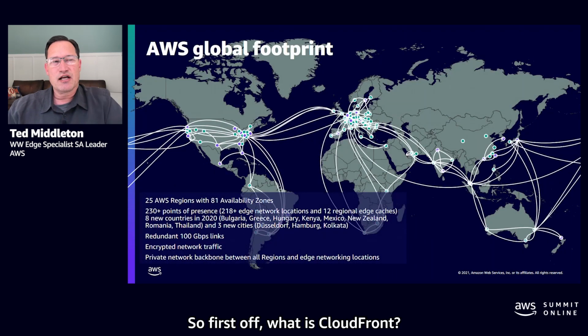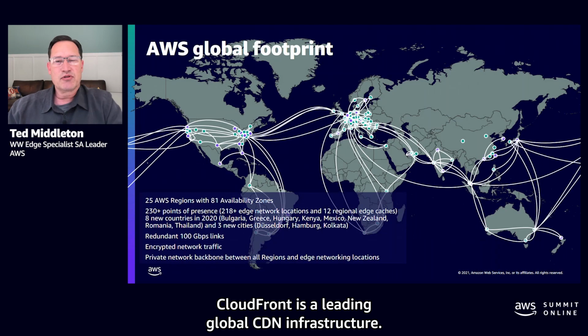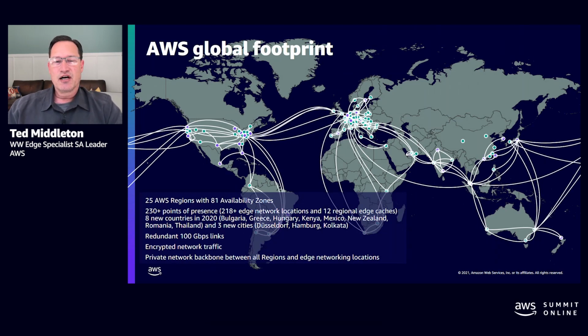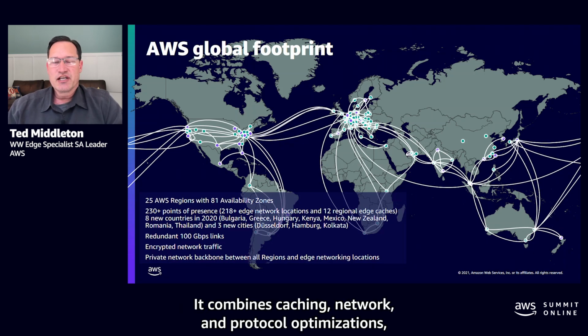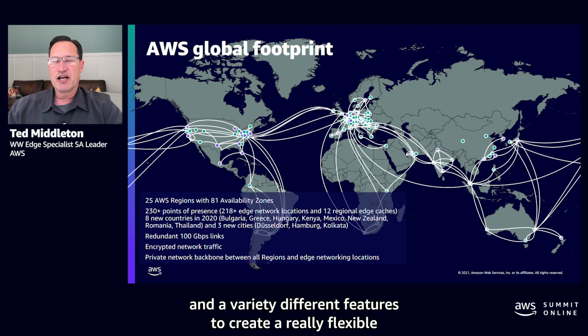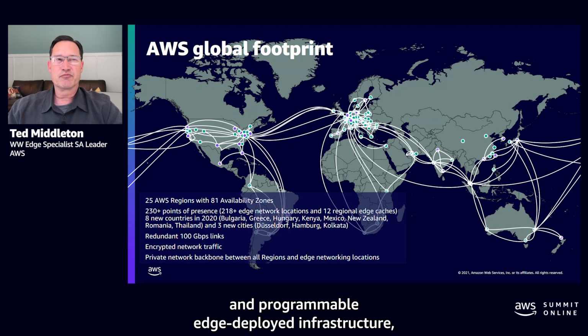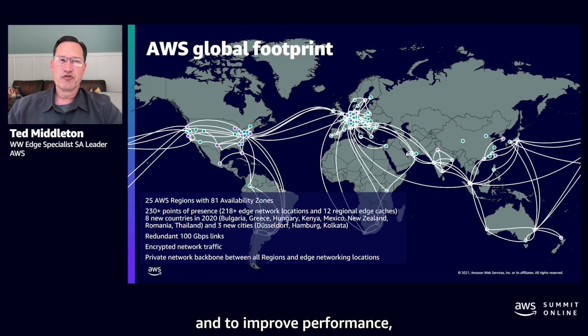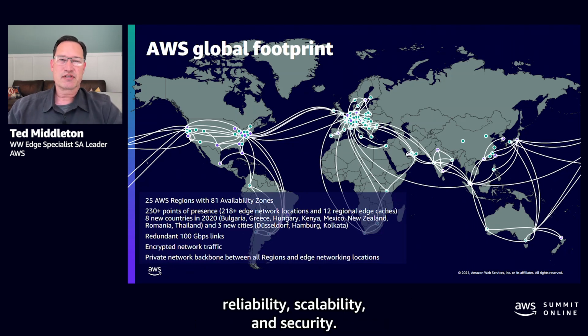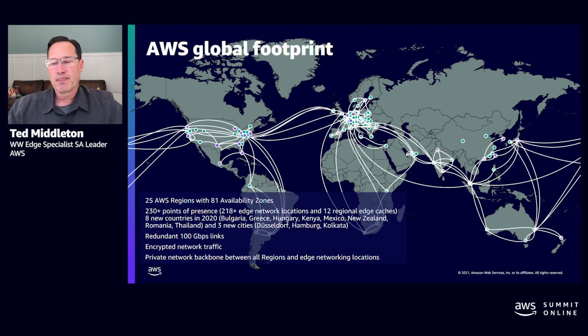So first off, what is CloudFront? CloudFront's a leading global CDN infrastructure. It operates over 230 different points of presence around the world. It combines caching, network, and protocol optimizations and a variety of different features to create a really flexible and programmable edge-deployed infrastructure to move content and application logic closer to your end users to improve performance, reliability, scalability, and security.